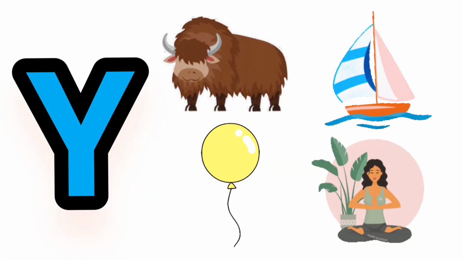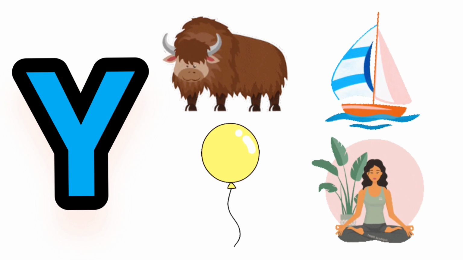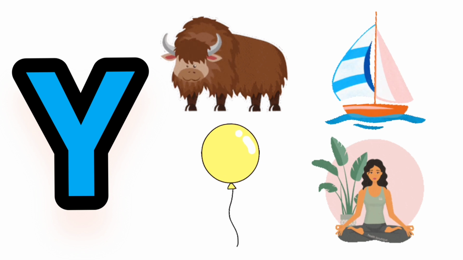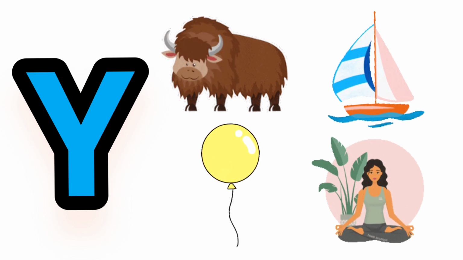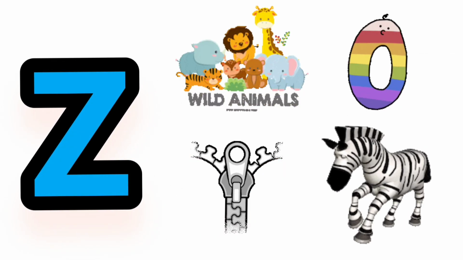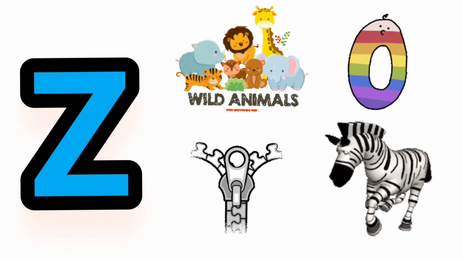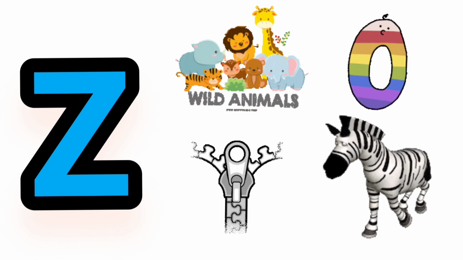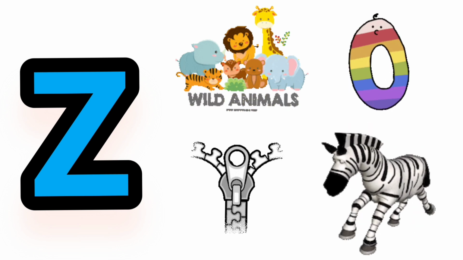Y for yak. Y for yacht. Y for yellow. And Y for yoga. Z for zoo. Z for zero. Z for zip. Z for zebra.